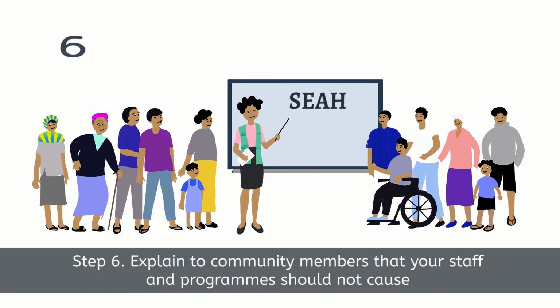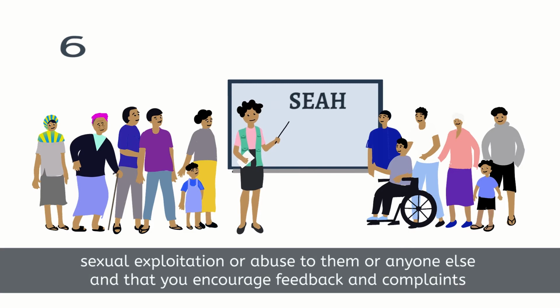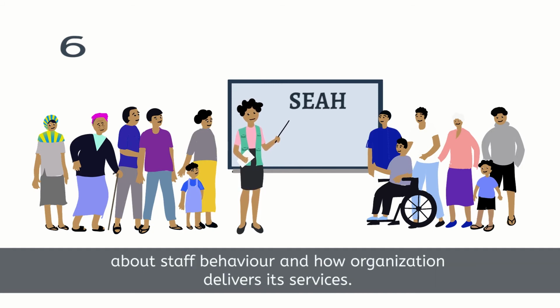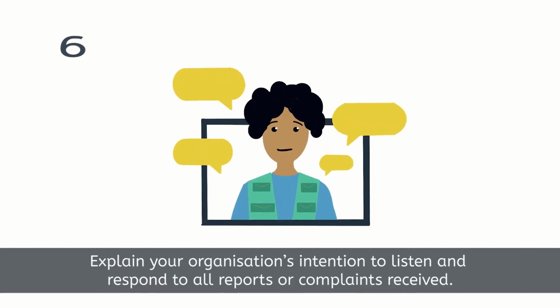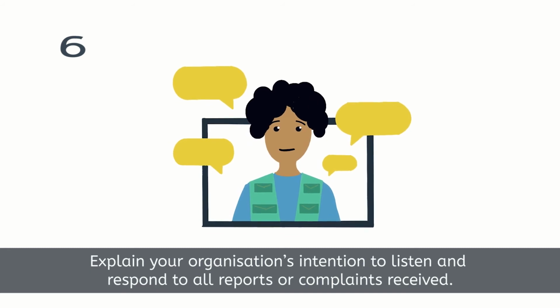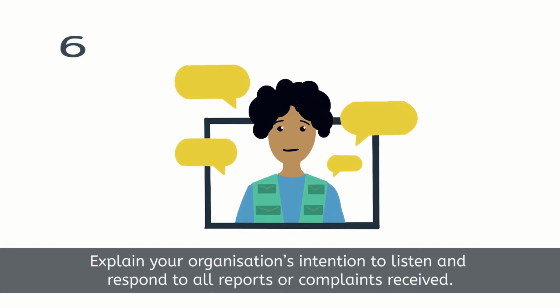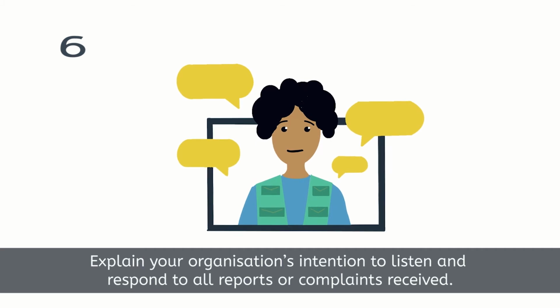Step 6. Explain to community members that your staff and programs should not cause sexual exploitation or abuse to them or anyone else, and that you encourage feedback and complaints about staff behavior and how the organization delivers its services. Explain your organization's intention to listen and respond to all reports or complaints received.